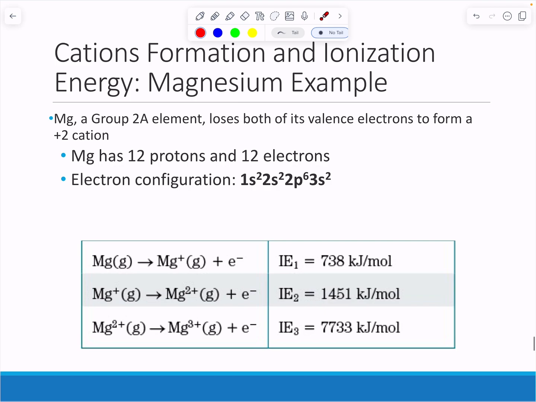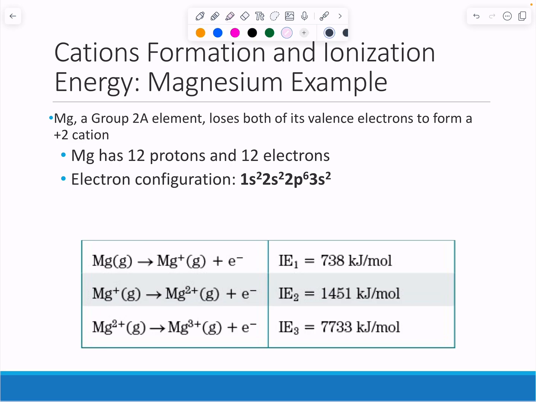All right, so let's just look at magnesium. If we're looking at our electron configuration for magnesium, it's got 12 electrons, so we are going to have electrons in the 3s2 level. Remember we said that magnesium is in group 2A. So magnesium loses 2 electrons to form an Mg2+ ion.